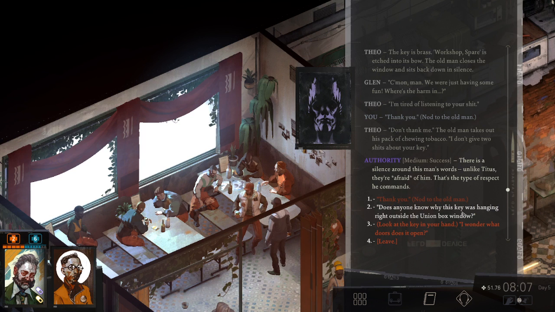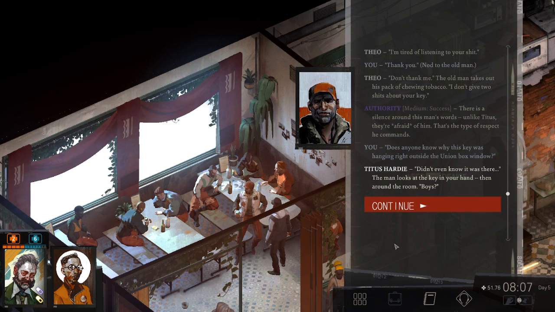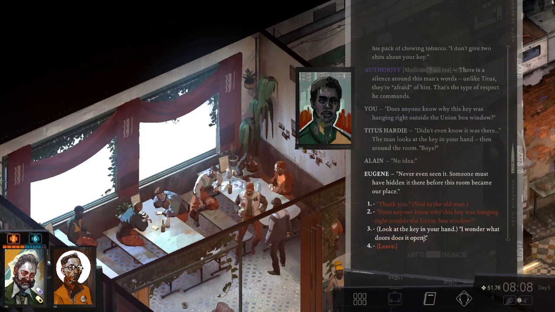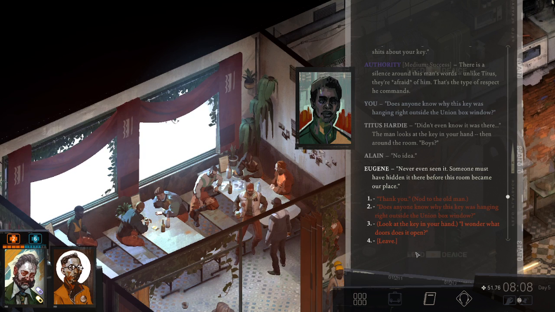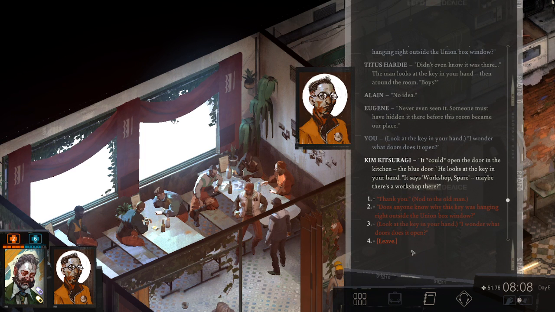Does anyone know why this key was hanging out right outside the union box window? Didn't even know it was there. Boys. The man looks at the key in your hand and then around the room. No idea. Never even seen it. Someone must have hidden it there before this room became our place. I wonder what it opens. It could open the door in the kitchen. Hmm. The blue door. It says workshop spare. Maybe there's a workshop there?